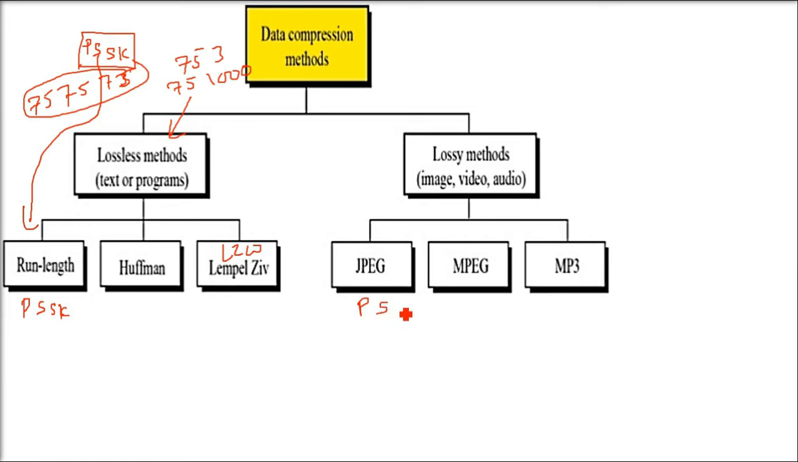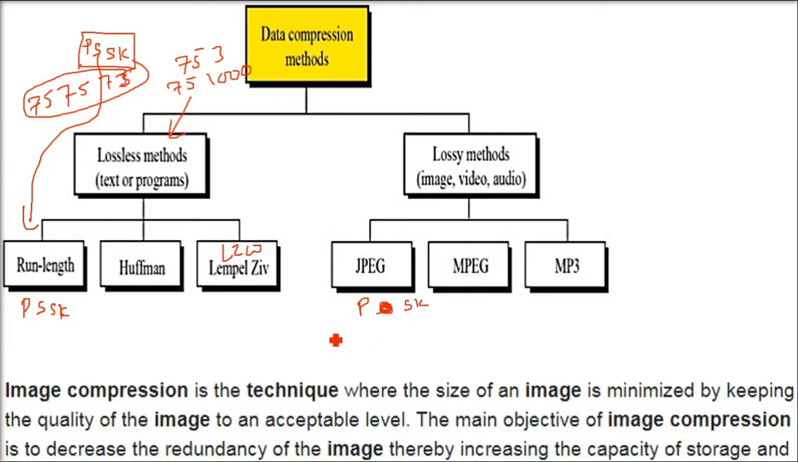But when you compress with lossy, with pant, shirt and shaving kit, you will lose either the shirt or the pant. So the loss will be there. It is irreparable. JPEG, MPEG, MP3.